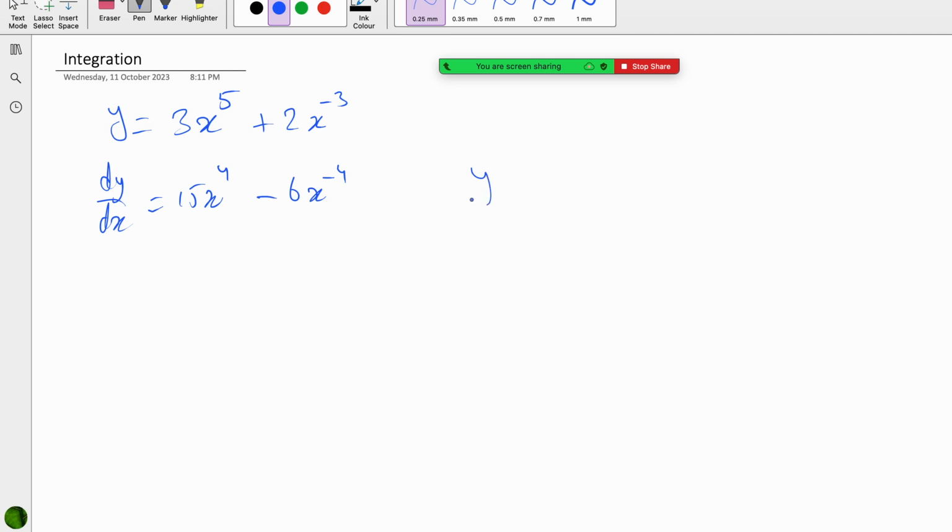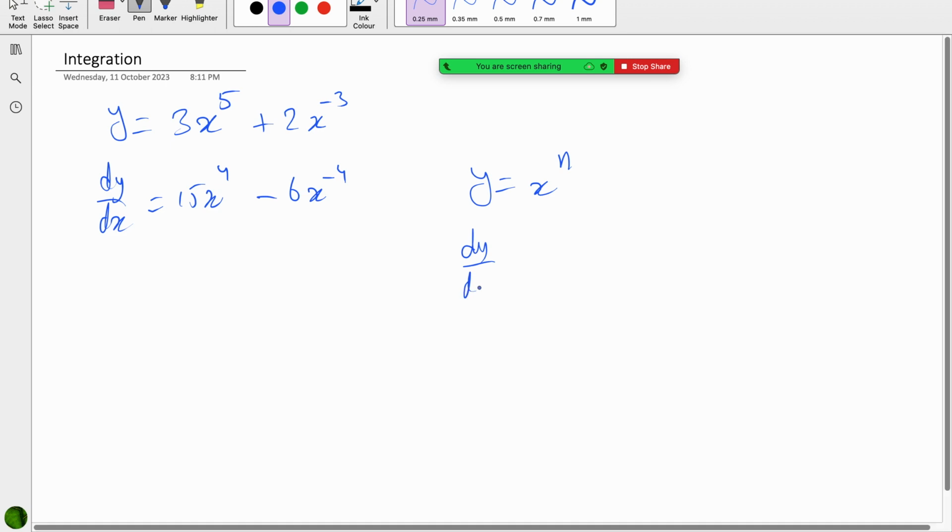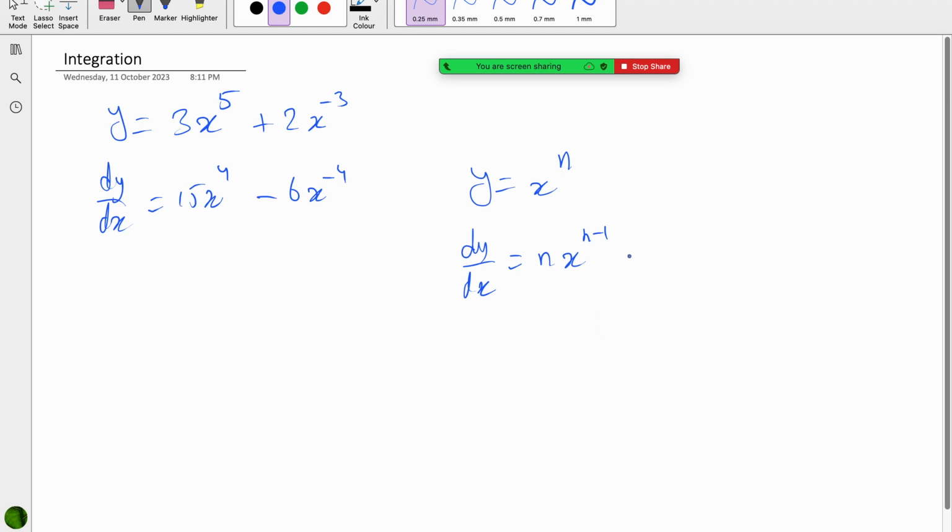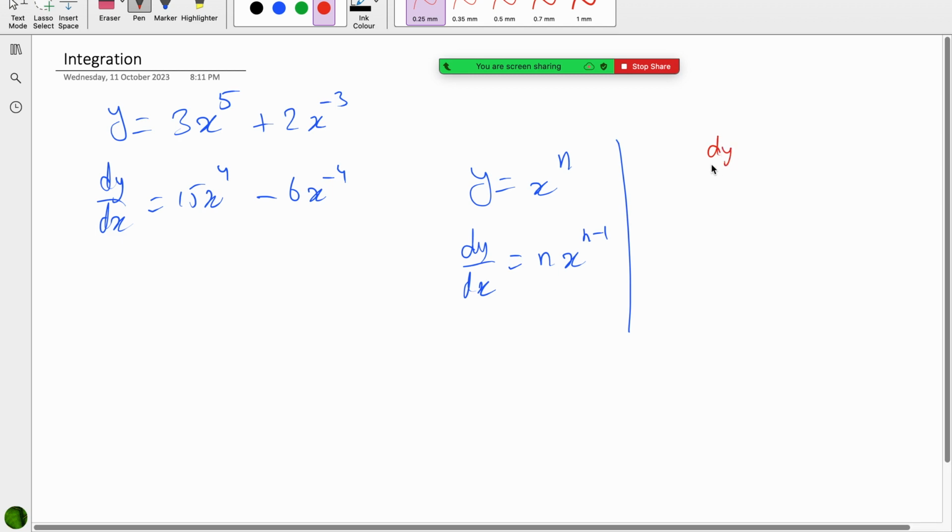This is differentiation. The general form was y equals x raised to the power n, and dy by dx is the power times x to the power one less. Integration is the reverse of this. So when you integrate dy by dx with respect to x, you get the equation back. So what do we do in integration? Generally, if you have x raised to the power n, it would be power plus 1, divided by the new power. So it is basically the reverse.